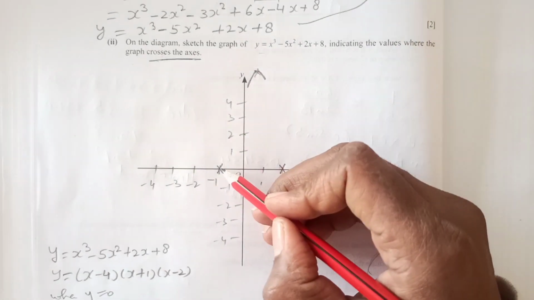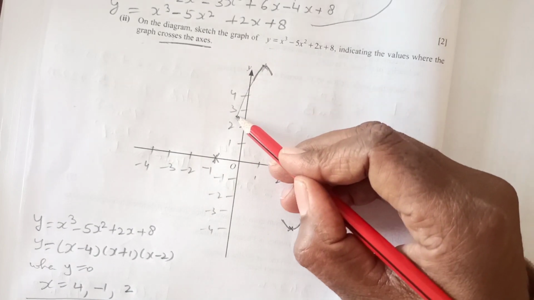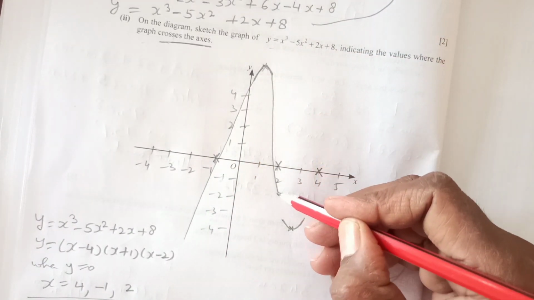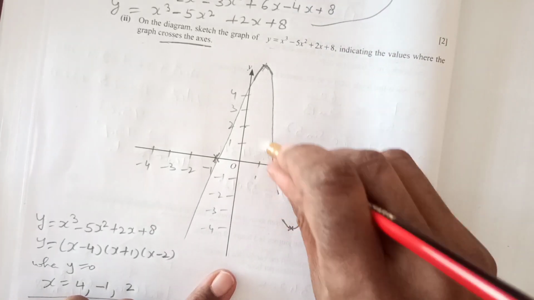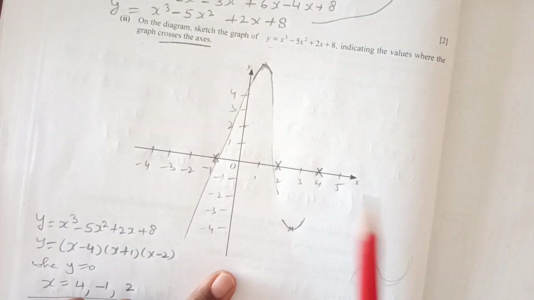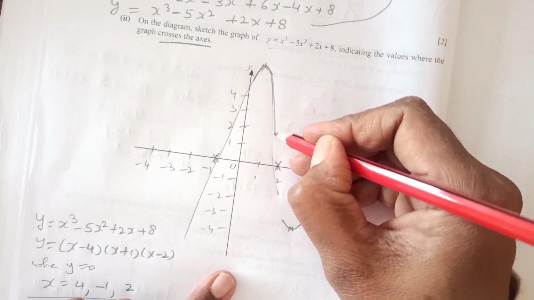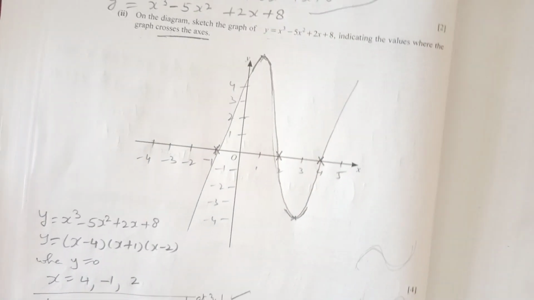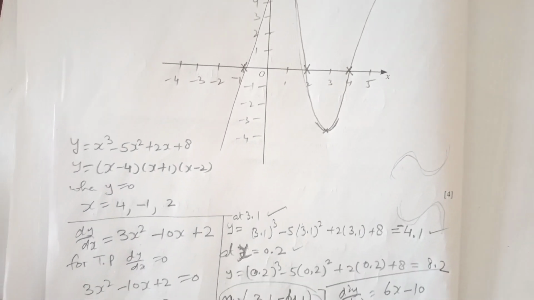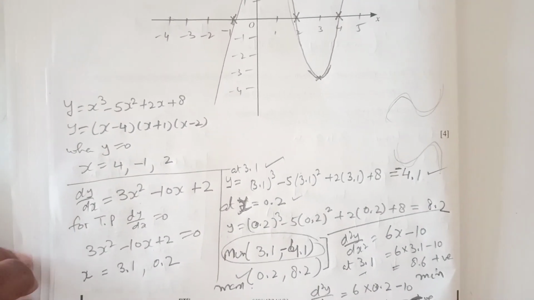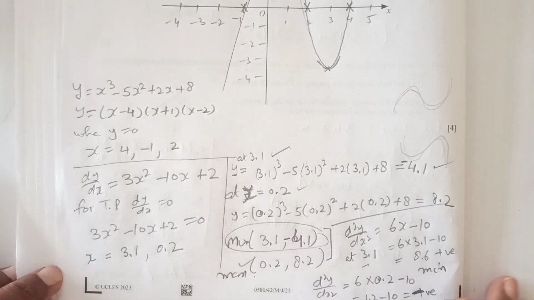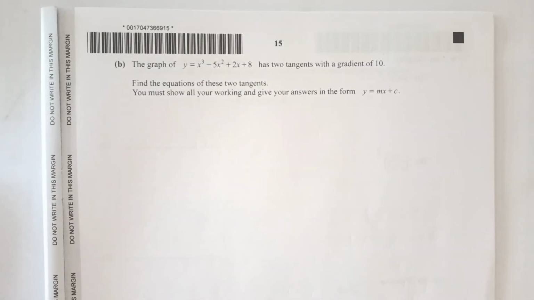Now we know that this is the intersecting point, so we can just draw a curve like this. It should pass through this point like this, here. So here is the graph, right? These calculations are a bit confusing actually, but once you know the process, then you can do it easily, right? So now let's move to the next part, B.